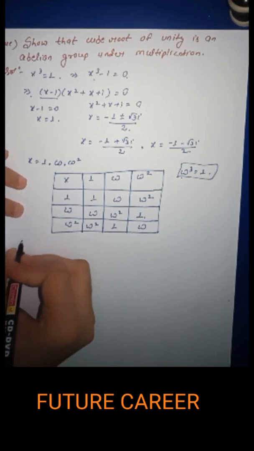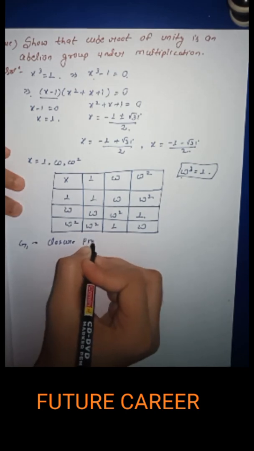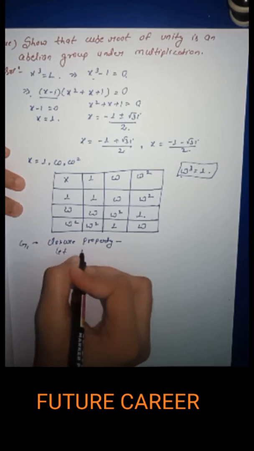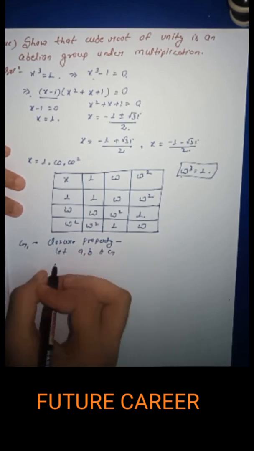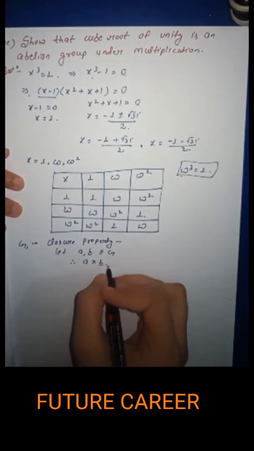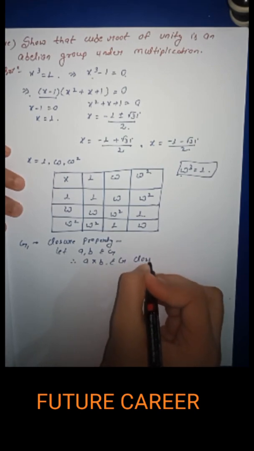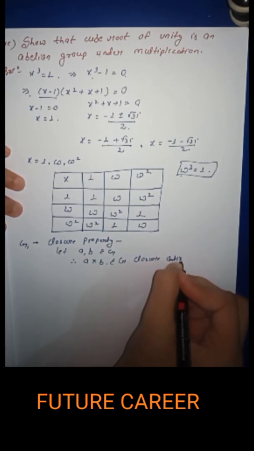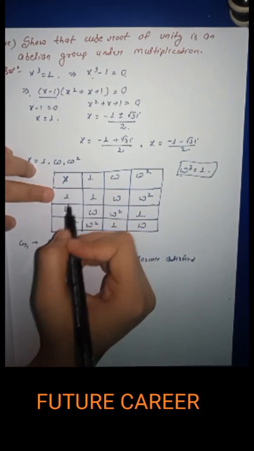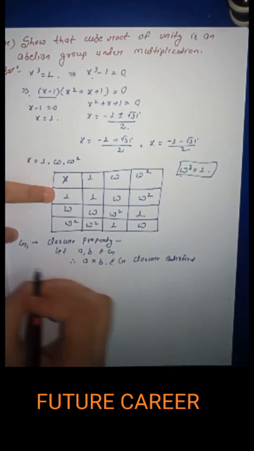Now G1, closure property. Let a, b belong to G. Then a into b, because it is with respect to multiplication, a into b belongs to G. Closure satisfied. Here we can see all the entries in this table belong to G, so closure is satisfied.